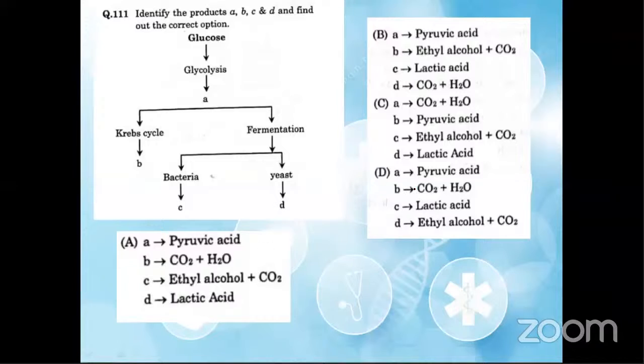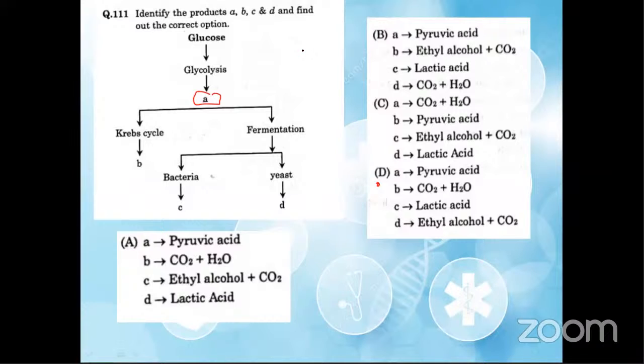Option D. The majority of votes go for option D. Let's lock option D, people. Why option D? Can anyone come ahead and answer? Ma'am, according to me, glycolysis forms pyruvic acid, ethyl alcohol and CO2, so I chose option D in the same way as I thought.